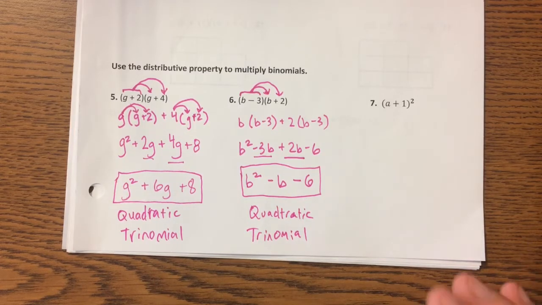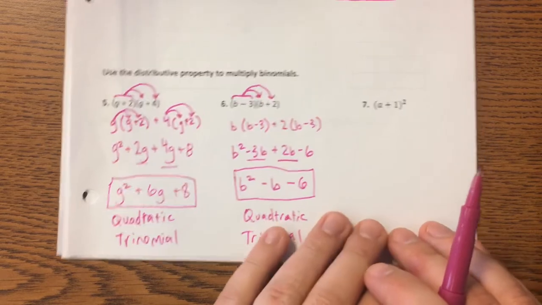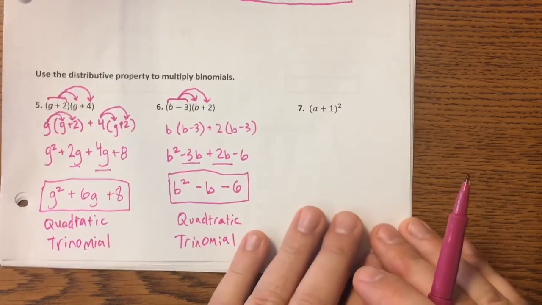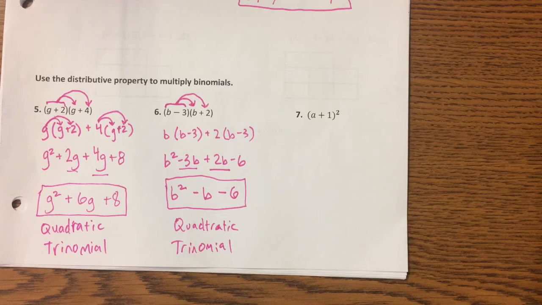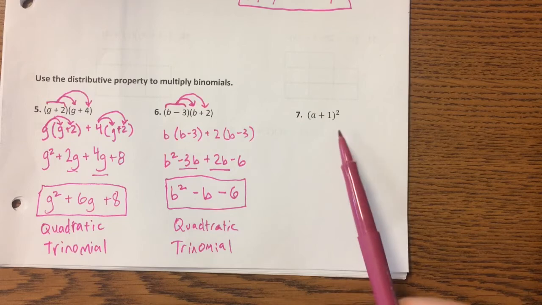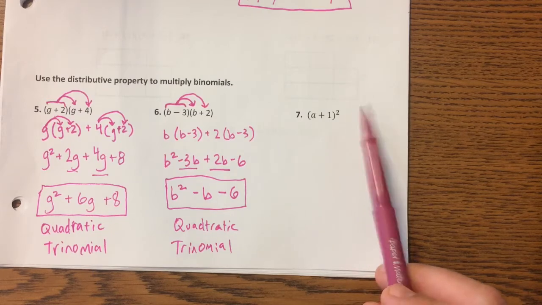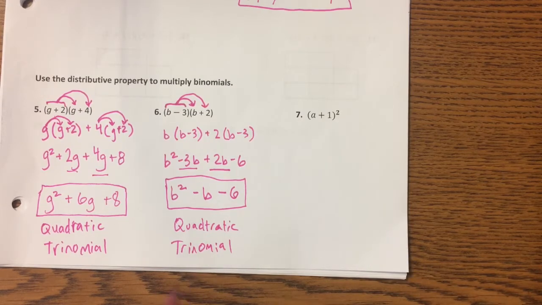Now, number 7 looks different, but it's really kind of the same thing. When I say a plus 1 squared, I want to caution you, this does not equal a squared plus 1 squared. You do not, under any circumstances, distribute that exponent. That's not how the exponent works.